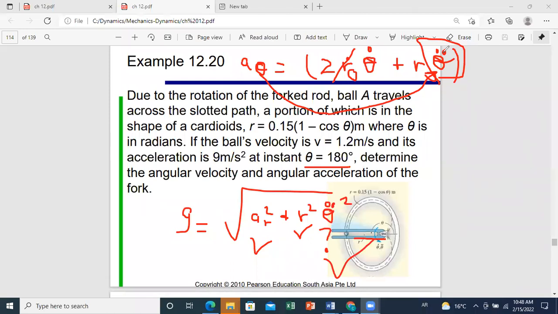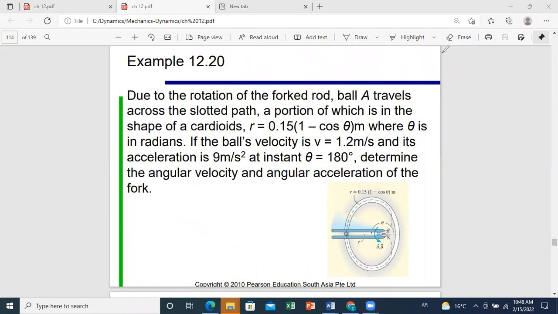Yes, okay, I will rewrite r dot dot. To get r dot dot, you need to use the derivative of r dot. So this was r. When you derive the first time, what is r dot? R dot is, you have 0.15 is a constant. When you derive it, it will cancel out. Minus 0.15 cosine theta, so the derivative is 0.15 sine theta theta dot. You use the chain rule to get r dot.